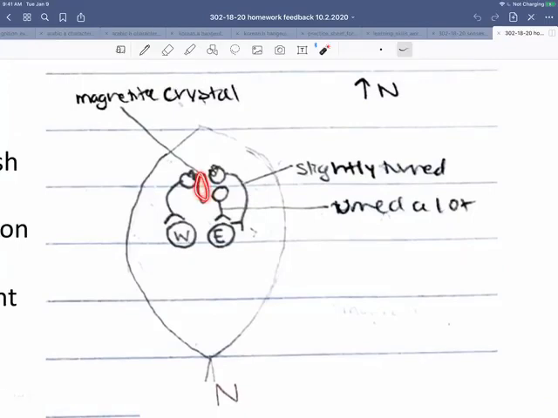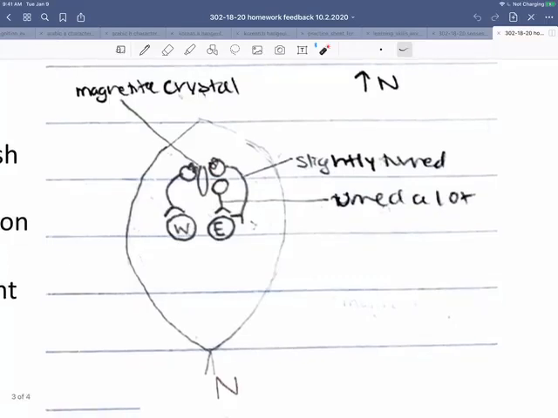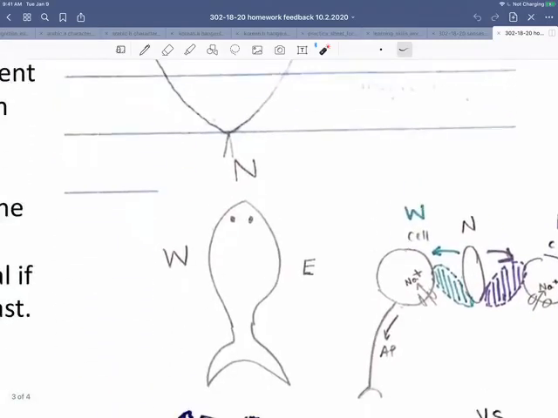Here's the magnetite crystal, which is always trying to point north. And so if the fish turns a little bit to the east, it's going to move that magnetite crystal, and that's going to push against the neuron and signal east. And then with more neurons here, the more it turns, it affects just one neuron or more.